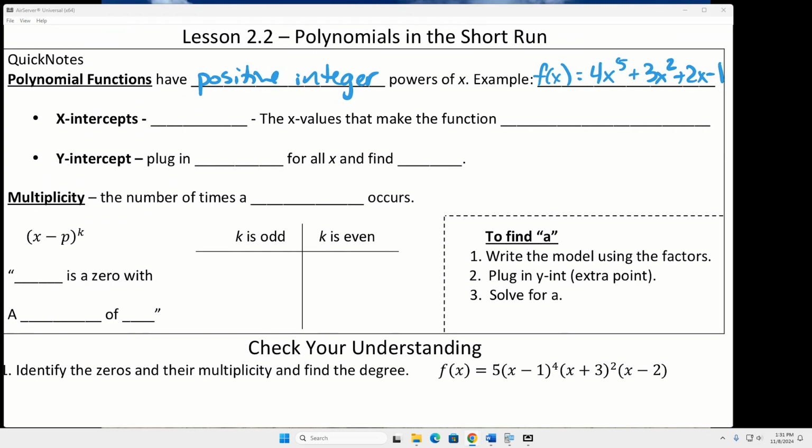The x-intercepts, just like with quadratics, are also called zeros. They are x values that make the function equal to 0. That shouldn't be too new to you, hopefully. And to find the y-intercept of any function in the entire world, you plug 0 in for x, and then find the y value.